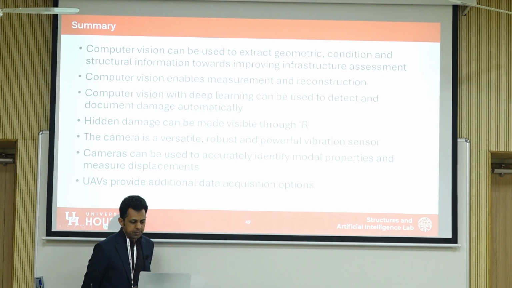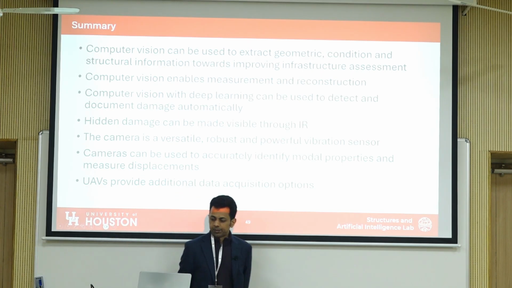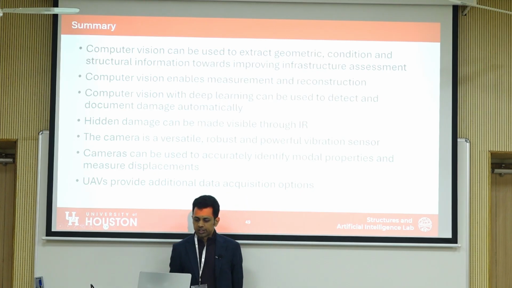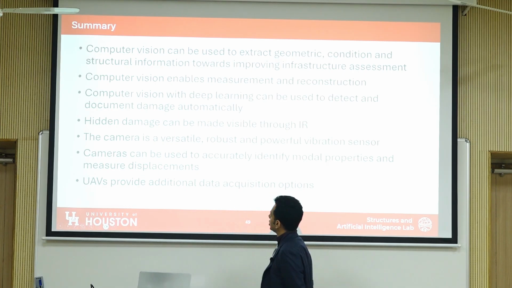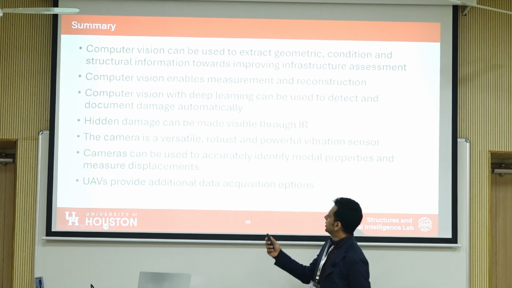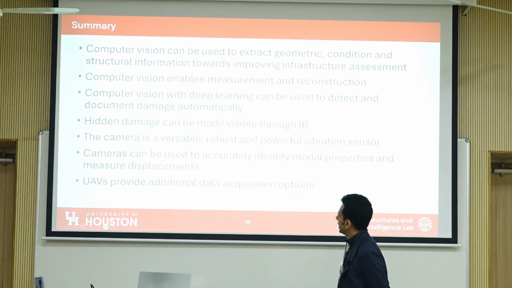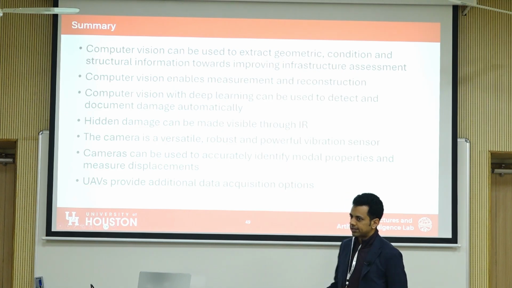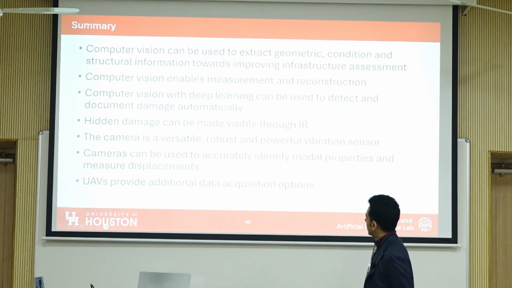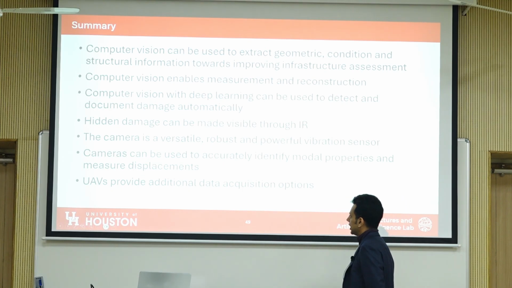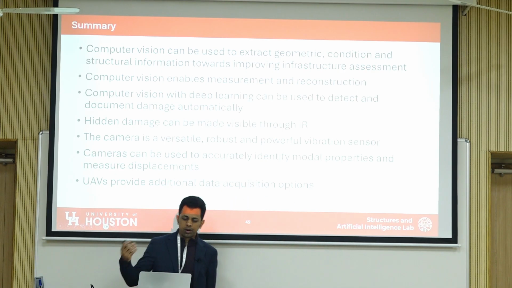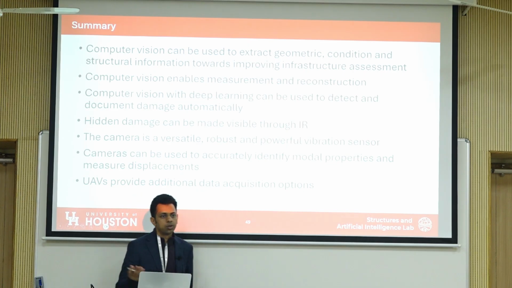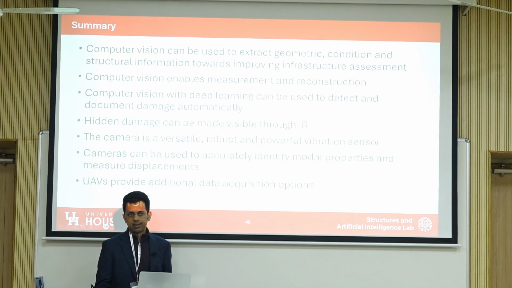In summary, computer vision can be used to extract geometric condition and structural information towards improving infrastructure assessment. It enables measurement and reconstruction. With deep learning, you can use that to automatically detect and document damage. Hidden damage can be made visible through infrared for some types of damage. The camera is also a very robust and versatile vibration sensor, right? And they can be used to accurately measure displacements. And UAVs provide more data acquisition options, both for geometry, for extracting condition information, and also for measuring displacements.